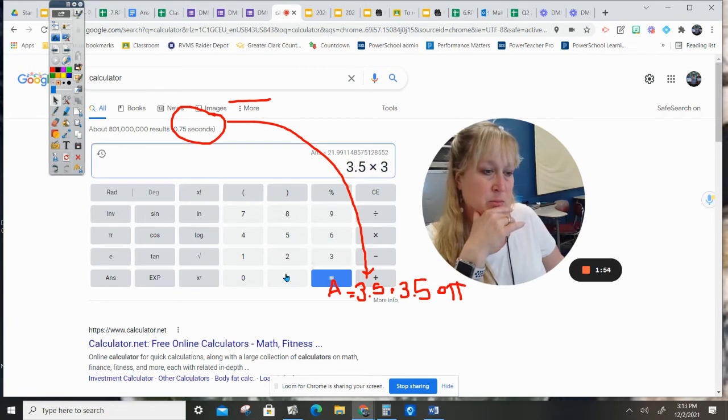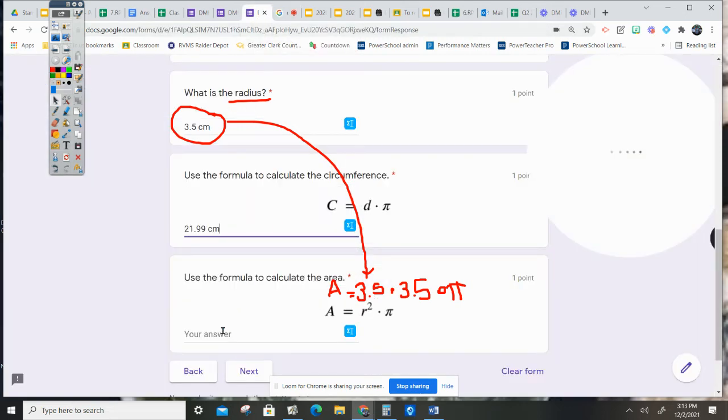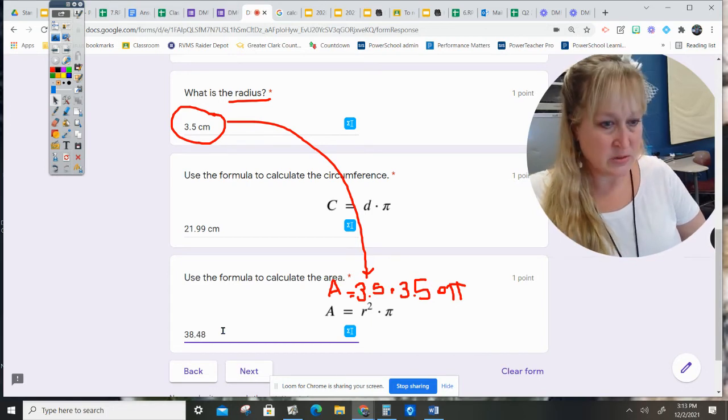3.5 times 3.5. Nope. See, I got to clear it because look what happened. I didn't put a point. Times pi equals 38.48. I'm looking next door. That 4 says to stay the same, so it's 38 and 48 hundredths. Seems really strange, but it is what it is.